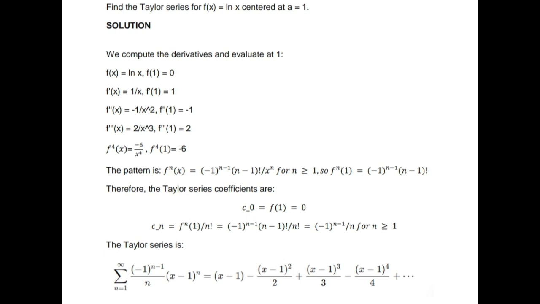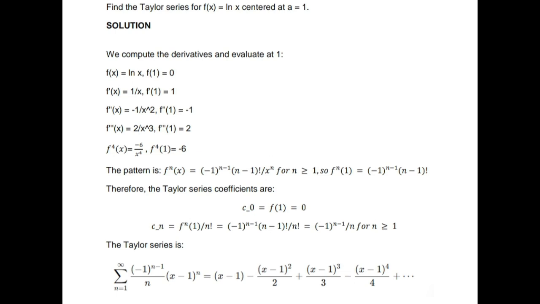So for the second derivative, we have negative 1 over x squared. So we have f of 1 in the second degree is equal to negative 1. So in our third derivative, we have 2 over x cubed, which means f of 1 in the third degree is 2. And our fourth derivative is equal to negative 6 over x raised to 4. So our f of 1 in the fourth degree is equal to negative 6.